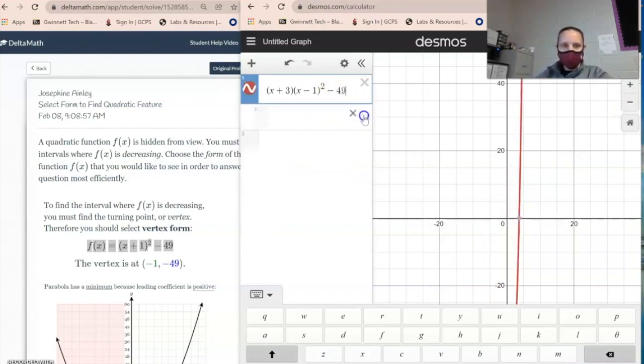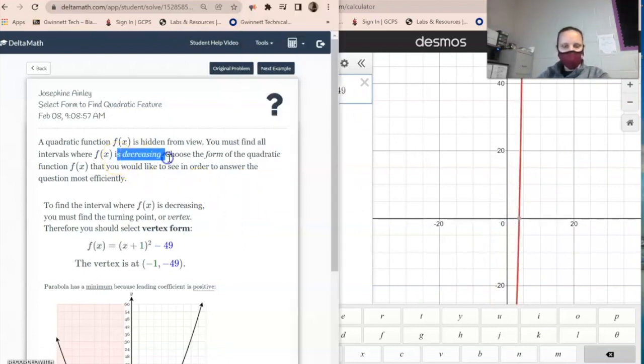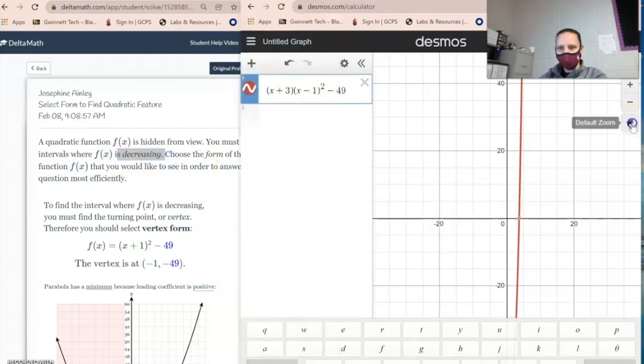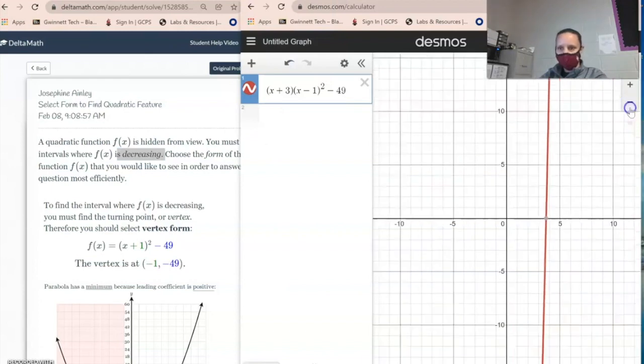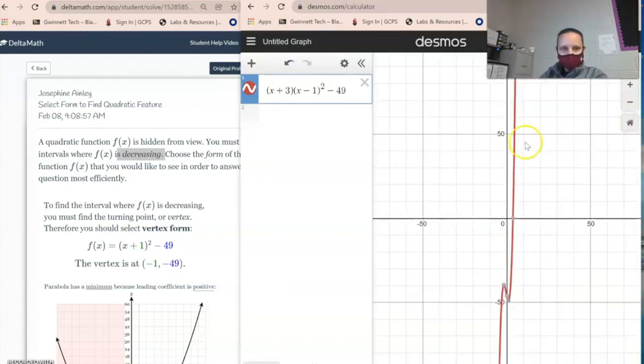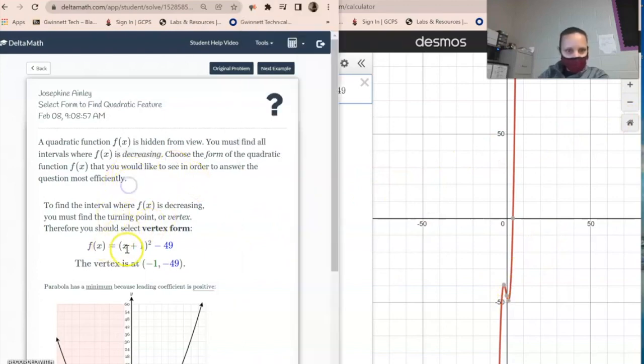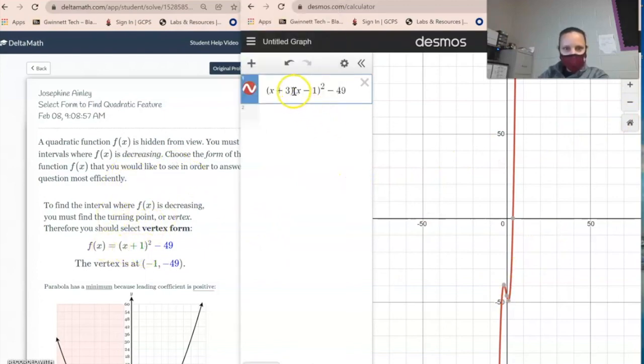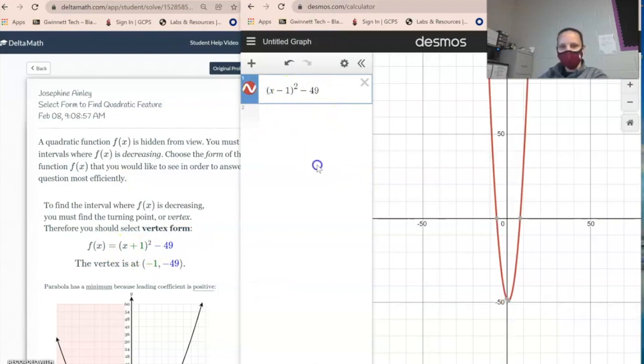-49. All right, make sure you copied it, whatever it is. And when is it decreasing? So when is the graph going down? Again, I can't tell what the graph is doing. I'm going to zoom out. Oh, I must have copied the graph wrong because that is not a quadratic. All right, x plus 1 squared, because I have this x plus 3. All right, perfect.